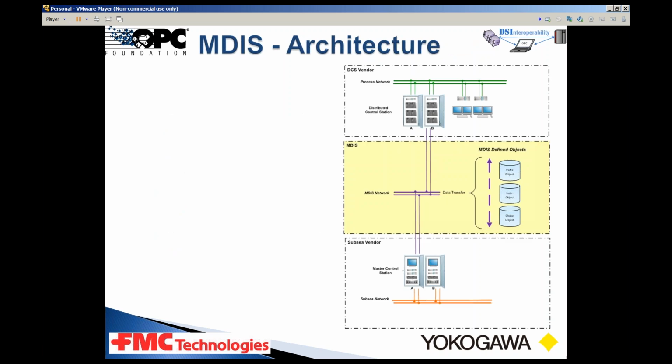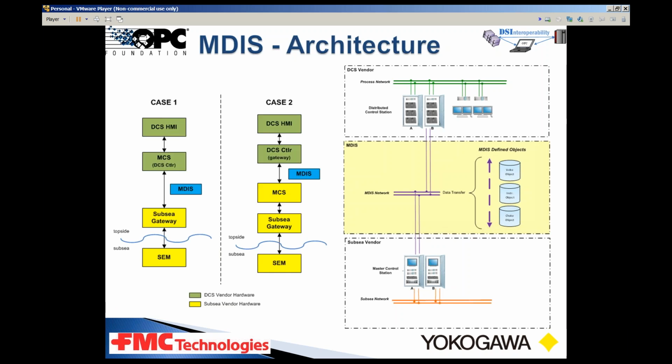Let's talk a little bit about the architectures. So in an MDIS system, there's the DCS system, and it talks to the subsea vendor systems. And when you look at these systems, there's a flow of information in object models. But because there's some variances in the architectures, in particular, some operating companies choose to have one vendor that provides all of the controls. So in that case, they provide the DCS controls and the MCS controls, and they only communicate with the subsea vendor's equipment through a gateway, and that's where the MDIS interface will reside.